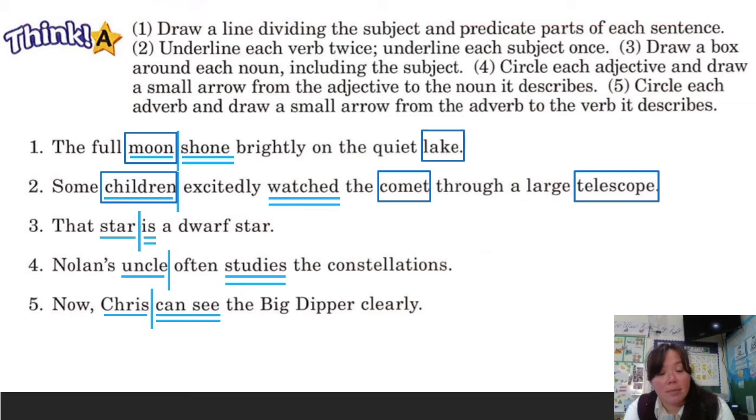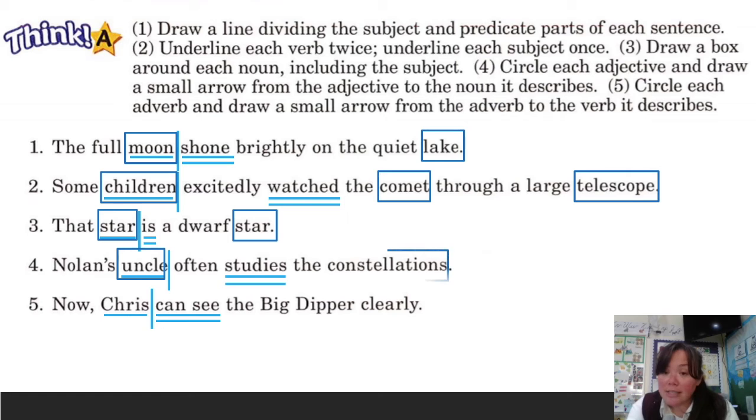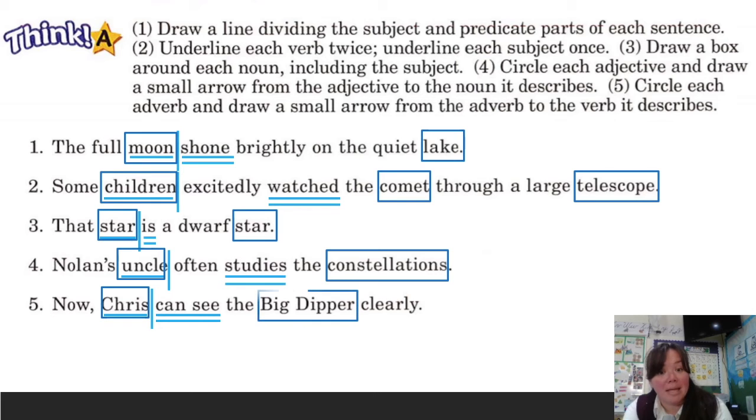All right. Moving on. We have 2 nouns in the next one, star and star. That one's easy. And then let's look at number 4. Uncle is definitely a person. It's a noun. And then constellations are a thing. Okay, so those are nouns. And last one, number 5, Chris, he's a person. And then we have a compound noun, Big Dipper. That is one noun with two words creating the name of that noun, and it is capitalized. So there's our nouns.